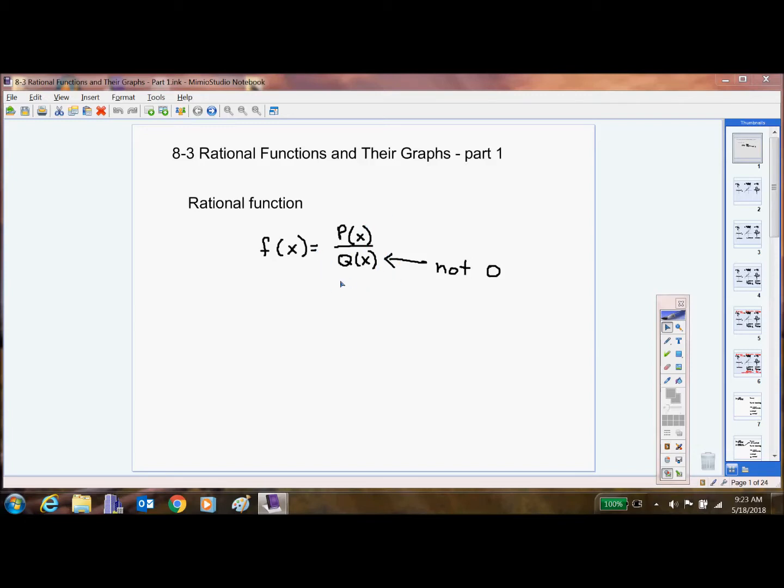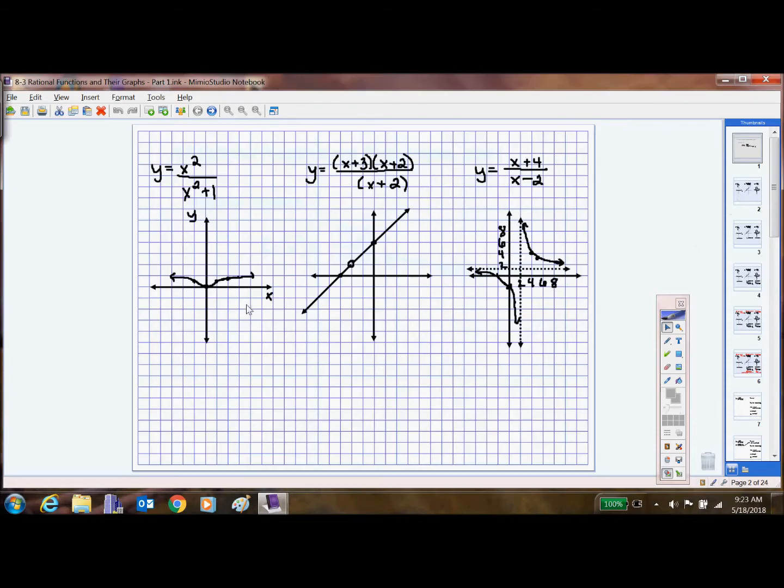Every time you have a ratio, you have a fraction, you can't have a zero in the denominator. You have been fantastic about pointing that out. So we're going to keep on with that. So we'll start off by just taking a look at some graphs that are in front of you right now of some rational functions. This one specifically has a little bit of a strange shape to it that you're not used to seeing. But it is a rational function.